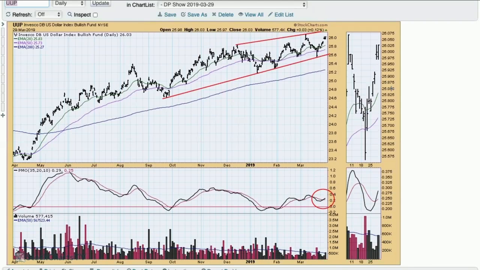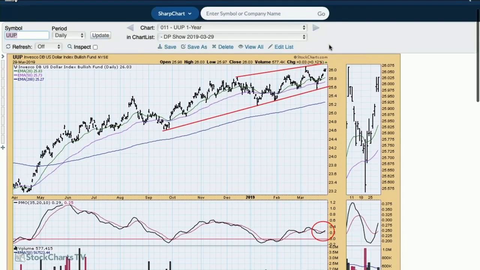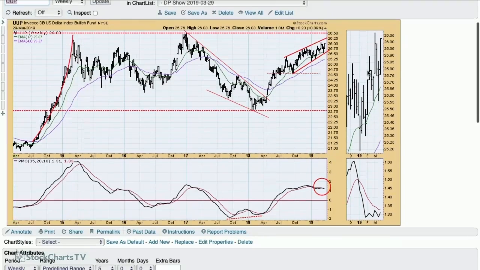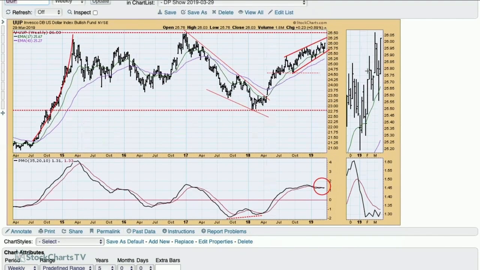Okay, the dollar is still in a rising trend channel. It's actually a rather loose rising wedge. Not any indication that it's going to resolve anytime soon. Take a look at the weekly. Same situation here. And note that the weekly PMO is moving sideways all year, well above the zero line. So that shows that there's a steady amount of pressure to the upside.